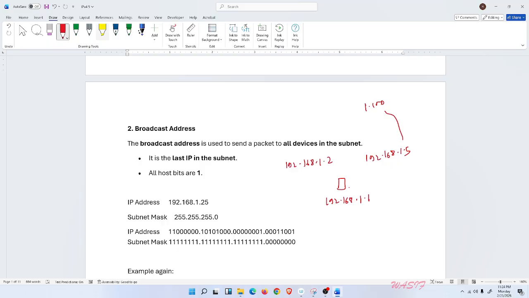If this computer wants to send to all of the computers at the same time, it will use the broadcast address. So the broadcast address is used to send packets to all devices in the subnet. Obviously, you cannot use it on a particular device. So the network address and the broadcast address cannot be used on a particular device. It is the last address in the subnet. Make all host bits ones.